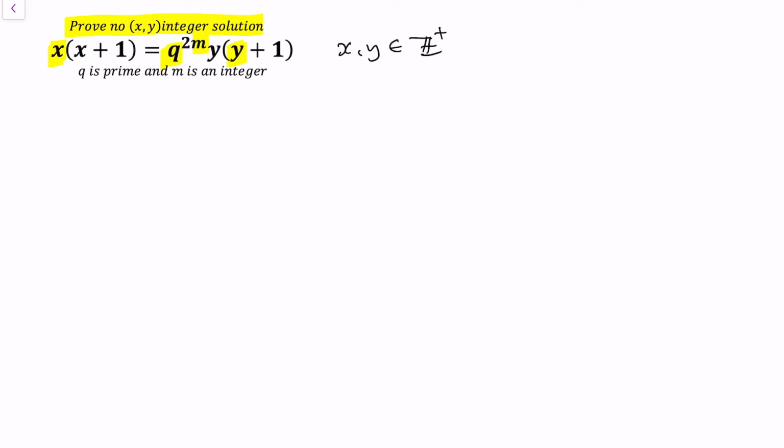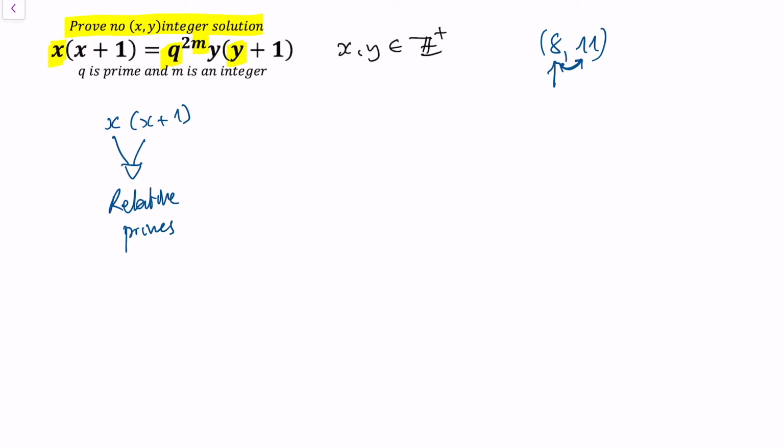Well, one thing to notice is that on the left-hand side of the equation, x times x plus 1, since x is a positive integer, these are relatively prime. Now, if you haven't heard of relatively prime before, it's something like 8 and 11, for example. The greatest common divisor is 1. 8 is not a prime number, but relative to 11, it is, because the only common divisor of 8 and 11 is 1. So x and x plus 1 are relatively prime.